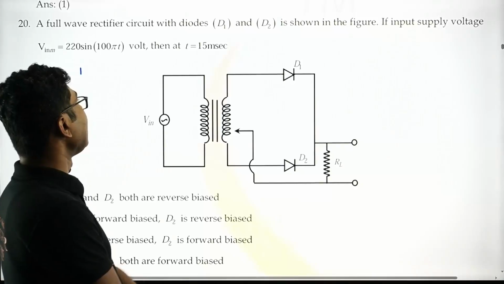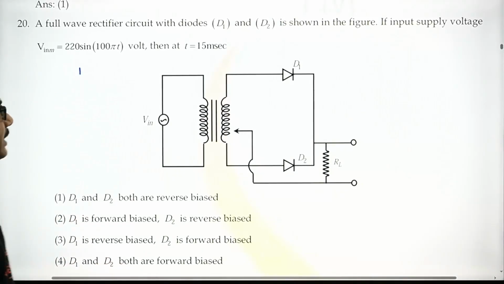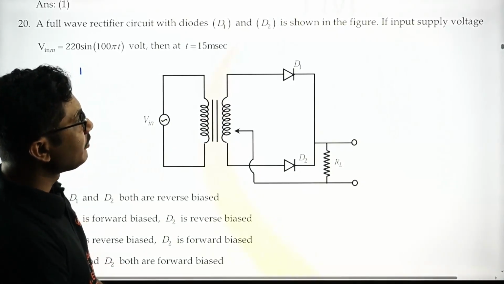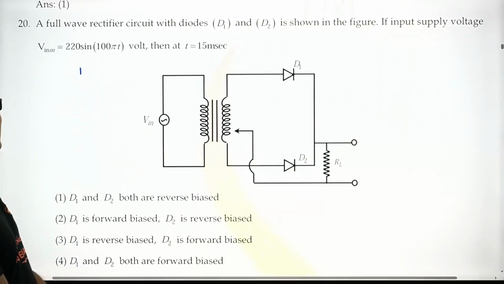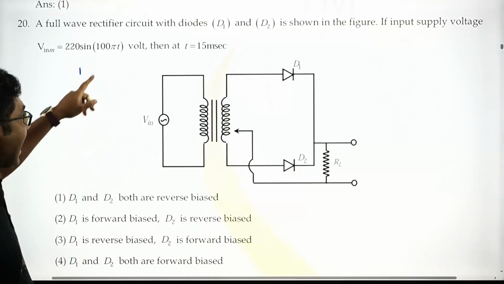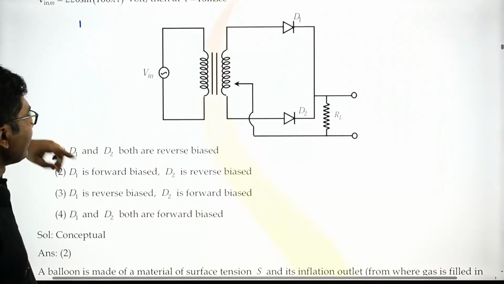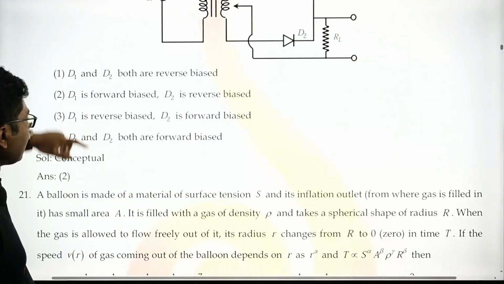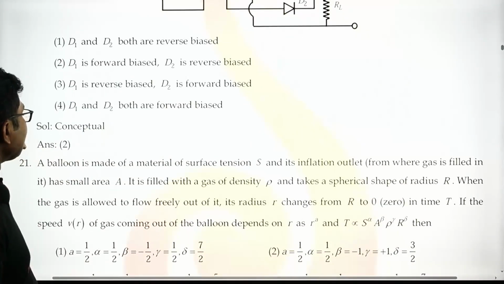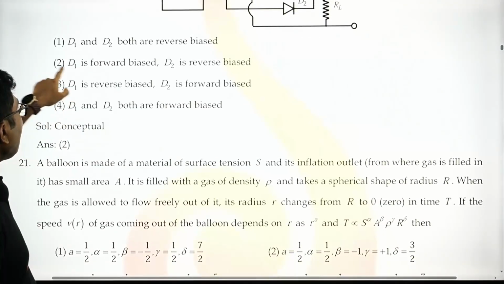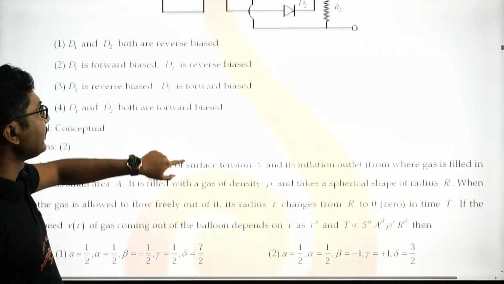A full wave rectifier circuit with diodes D1 and D2 is shown in the figure. If the input supply voltage V in equals 220 sine 100 pi t volt, then at t equals 15 millisecond, which diode is forward biased, which diode is reverse biased, or are both of them reverse biased or forward biased? You have to answer that. Okay, so the answer is D1 is forward biased, D2 is reverse biased.